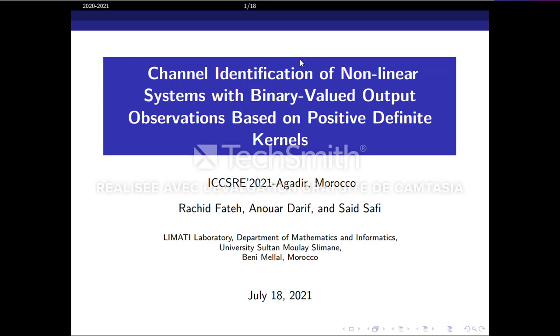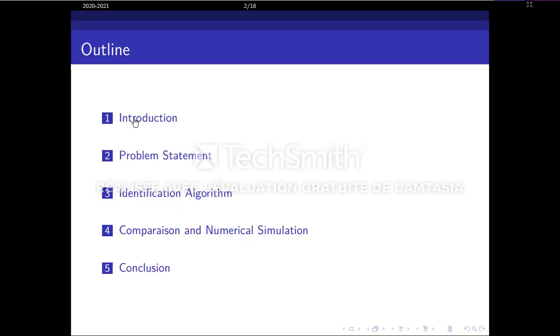Welcome to my presentation titled Channel Identification of Nonlinear System with Binary Value Output Observation based on Positive Definite Kernel. To structure this presentation we have this plan. Firstly we start with the introduction. Secondly we present the problem statement. Thirdly the identification algorithm. Then we compare the algorithm by numerical simulation. And finally we conclude our study.